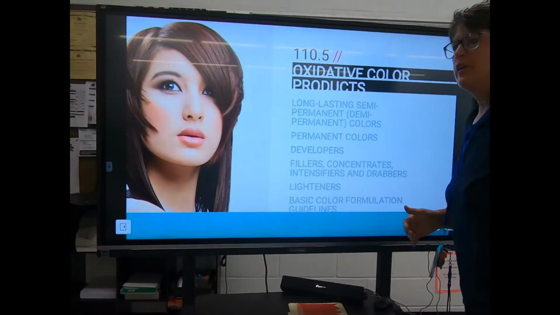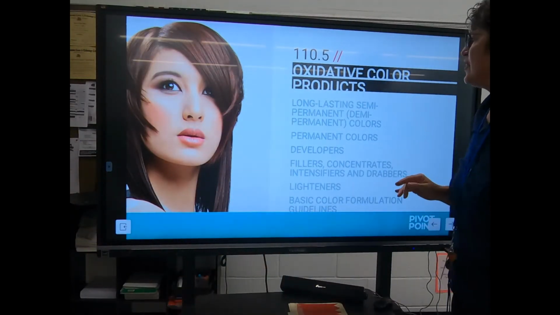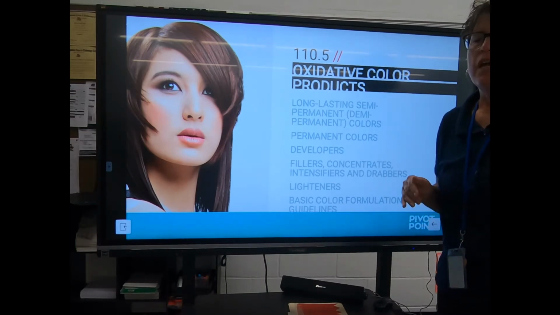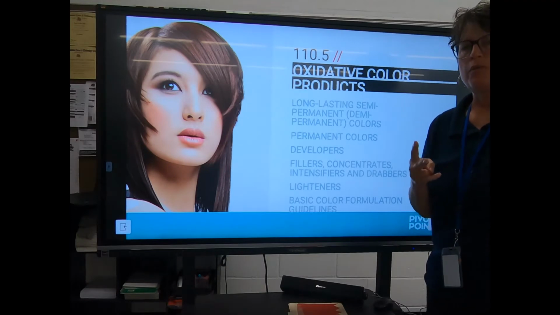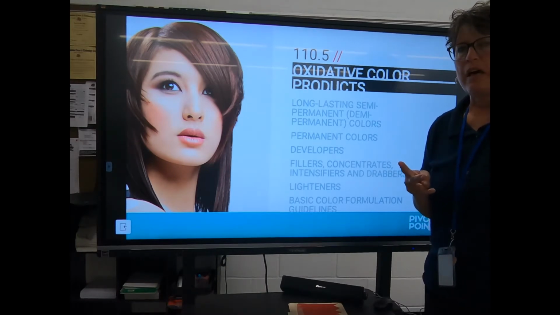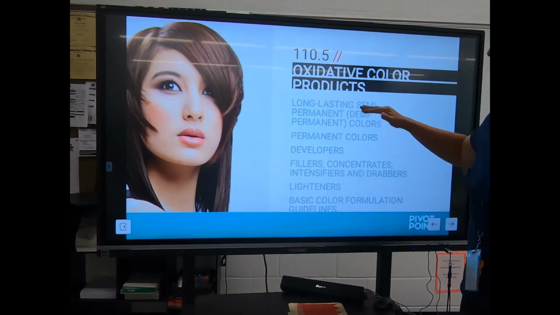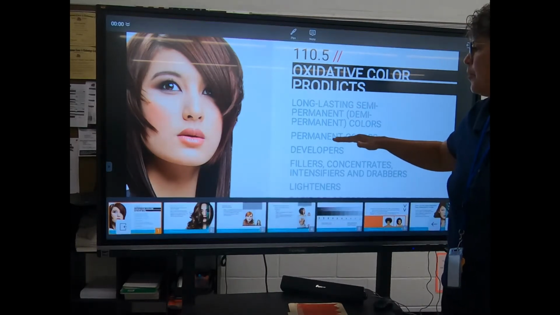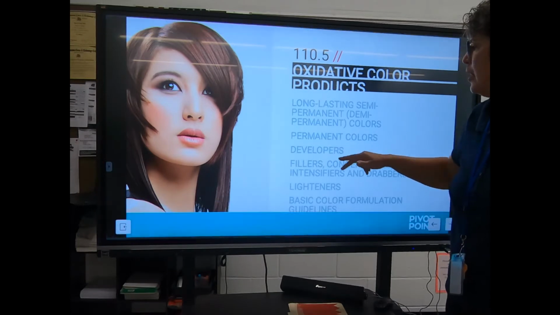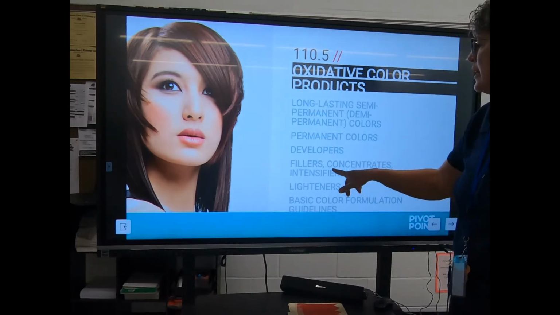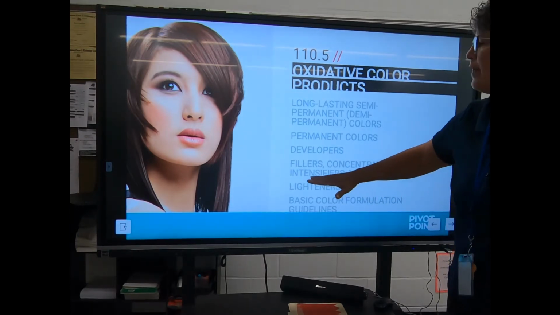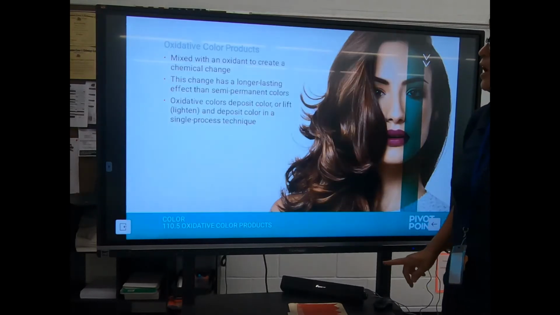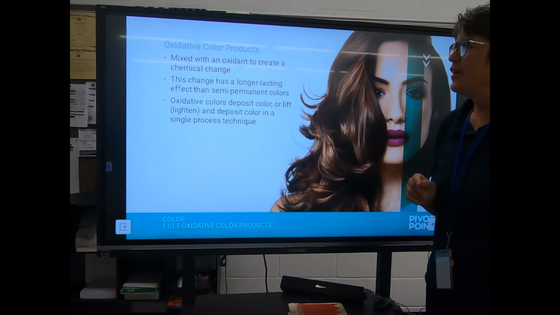All right, today we're going to be talking about oxidative color products. There is so much stuff in this section that I'm going to divide it into two separate videos, so we're only going to go through half the slides today. Today we're going to talk about demi-permanent colors again, permanent colors, developers, fillers, concentrates, intensifiers, and drabbers, and then we're going to leave that for the next video. All right. Oxidative color products.